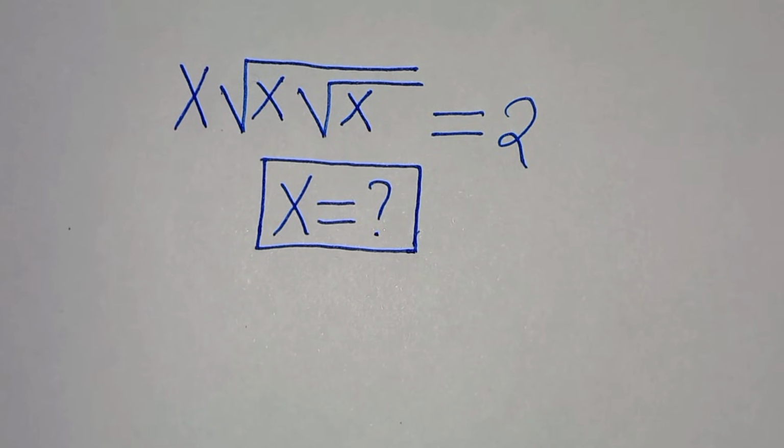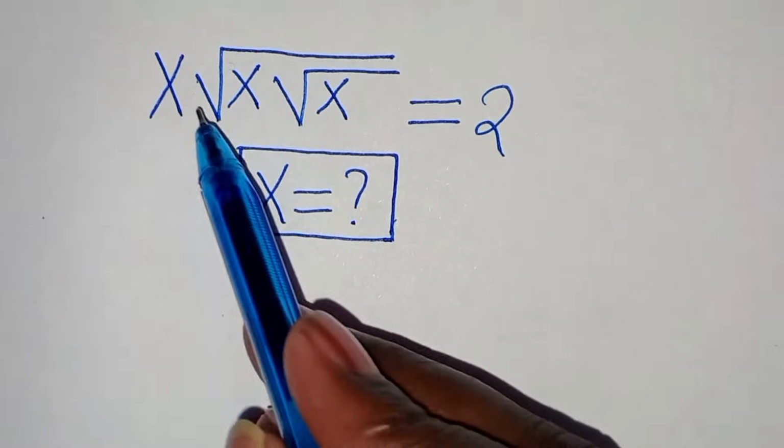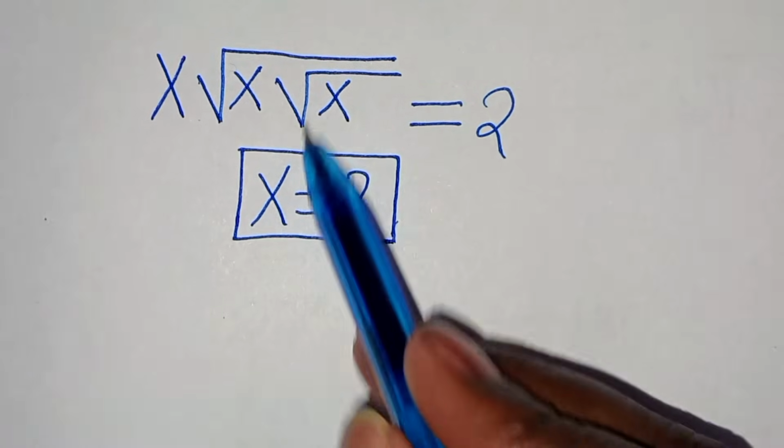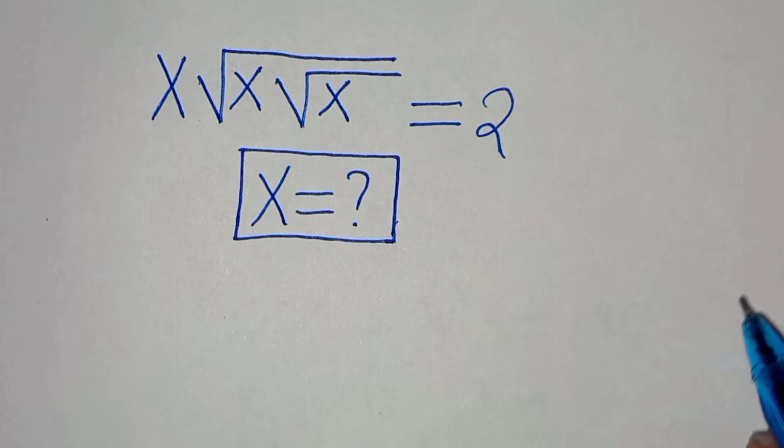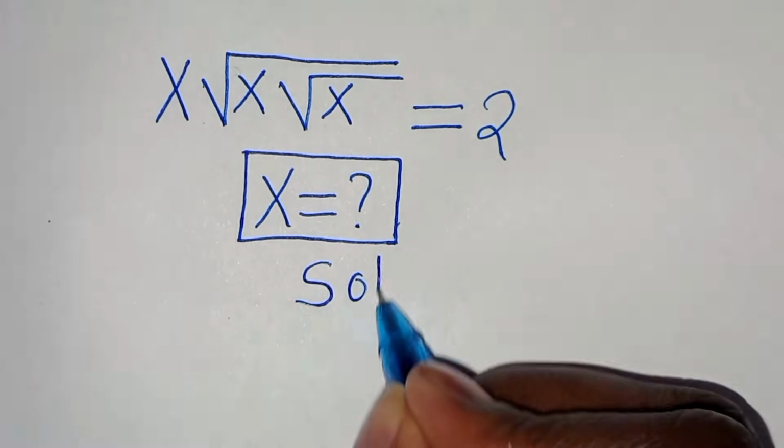Hello everyone, you're welcome to solve this nice square root algebra problem, which is x times square root of x times square root of x. This is equal to 2. So what is the value of x? Now let's provide a solution from here.